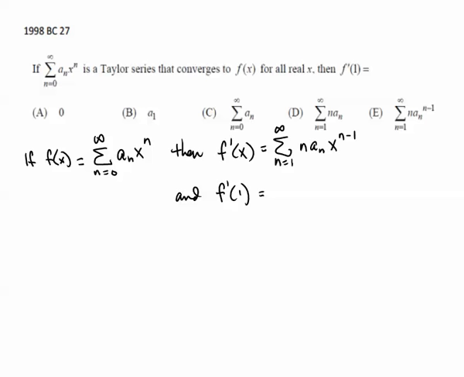I hope that's clear. And then f prime of 1, the only thing we're going to do is substitute 1 for x. But when we do that, 1 to any power is always going to give us 1. And that leaves us with the sum from 1 to infinity of n times a sub n. And that is option D. And we're done.